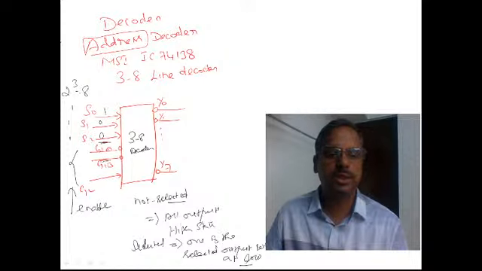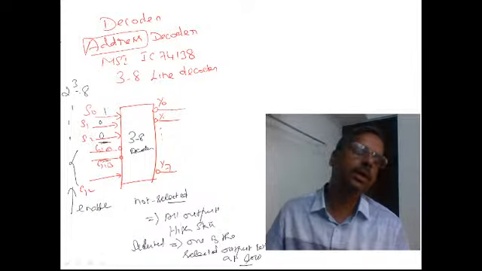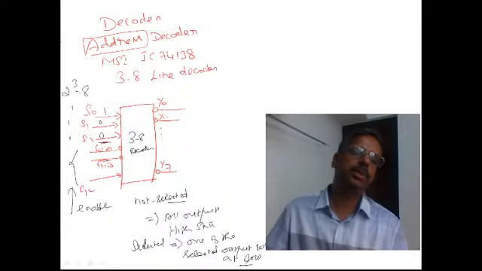If any one of the conditions is not met, that means the device is not selected and all the outputs will go high. That is, none of the devices connected here will be enabled. That is the basic idea.